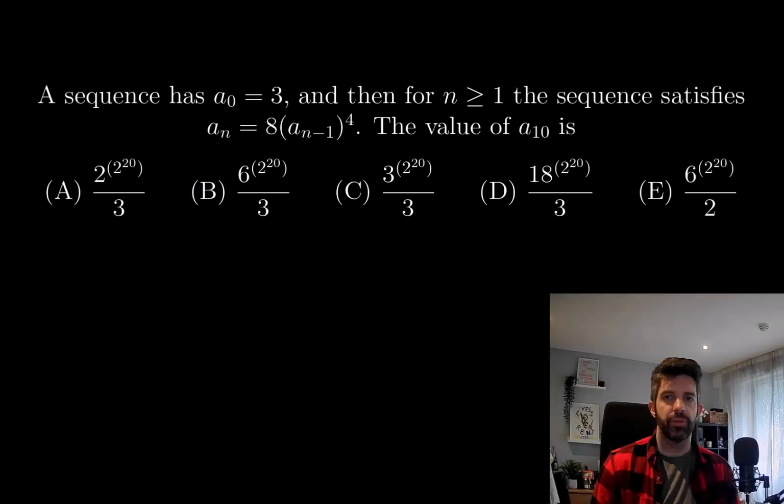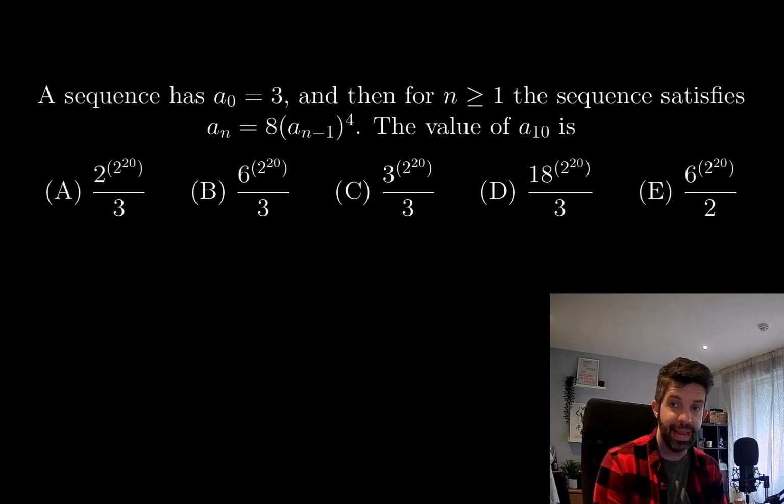A sequence has a0 equals 3, and then for n greater than or equal to 1, the sequence satisfies an is equal to 8 times an minus 1 to the 4. The value of a10 is one of these values.